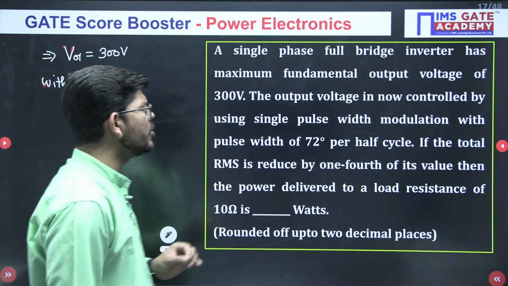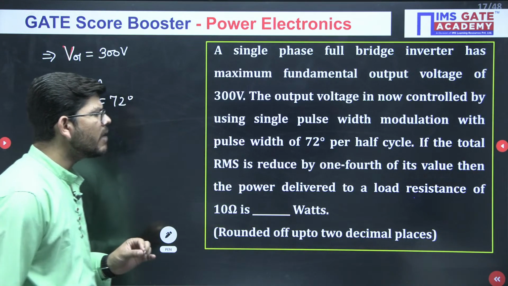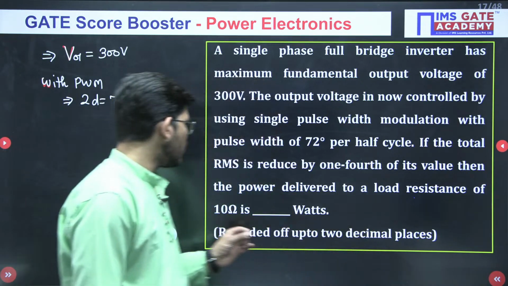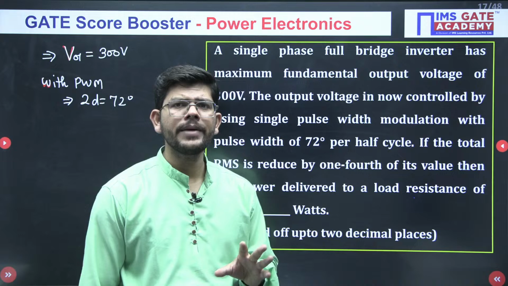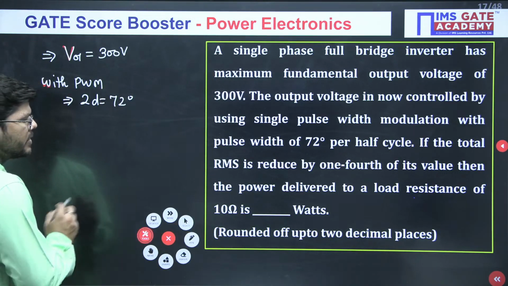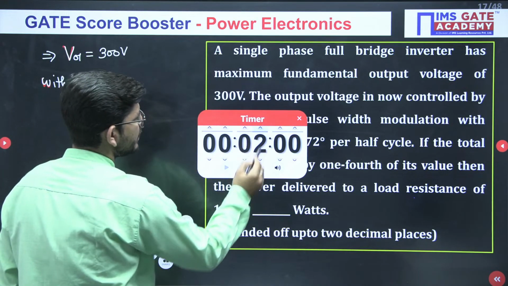If the total RMS is reduced by 1/4 of its value, then the power delivered to the load resistance of 10 ohm will be what? So I leave it up to you. Let me give you some time and let me see whether you can solve this question as well.